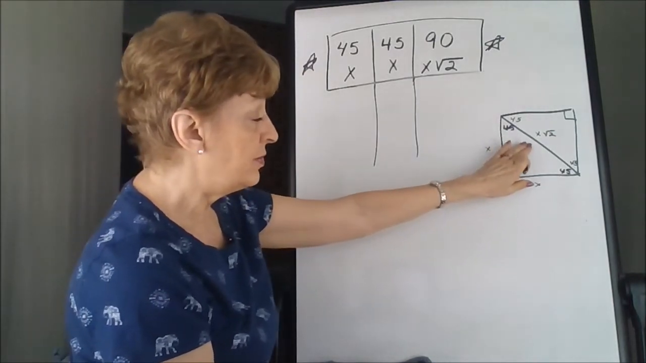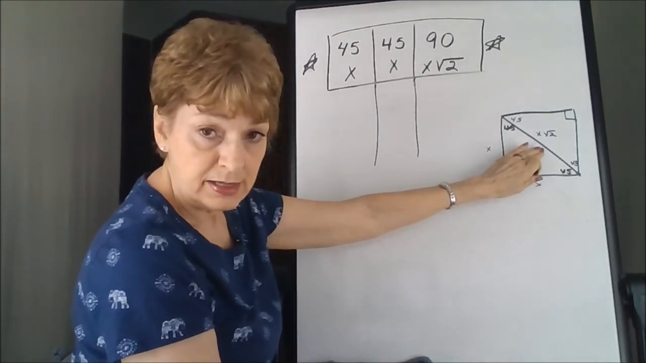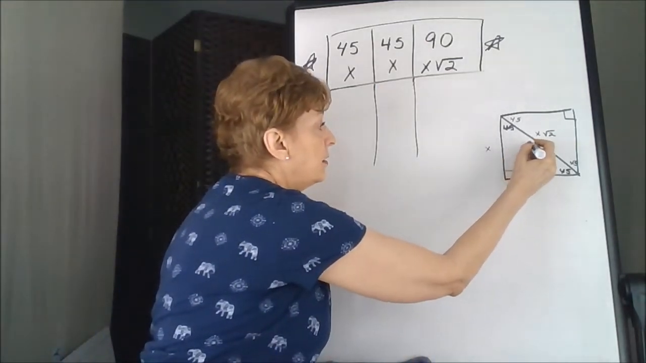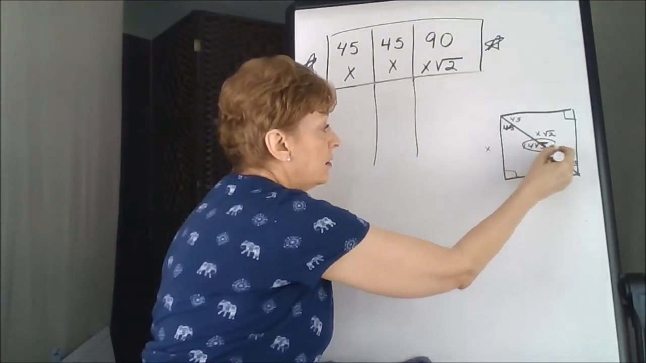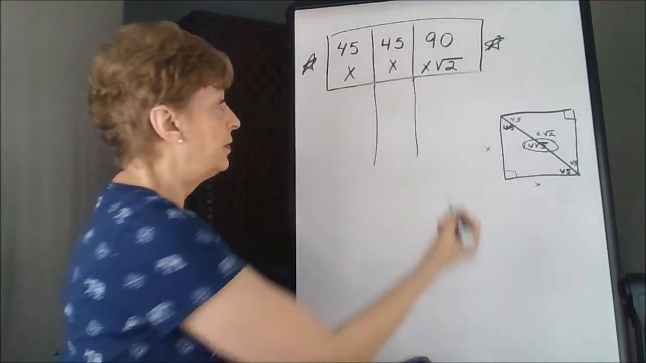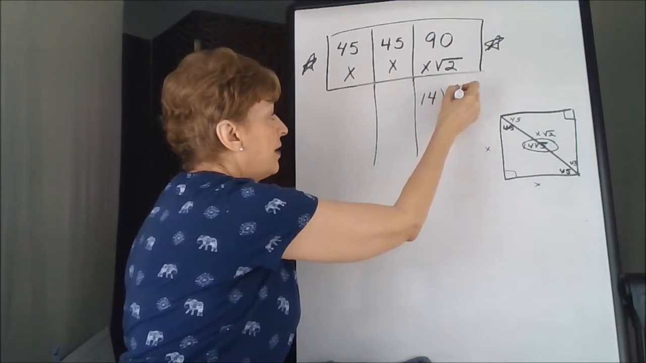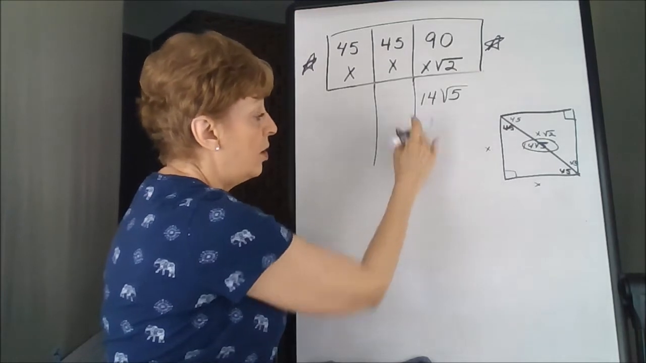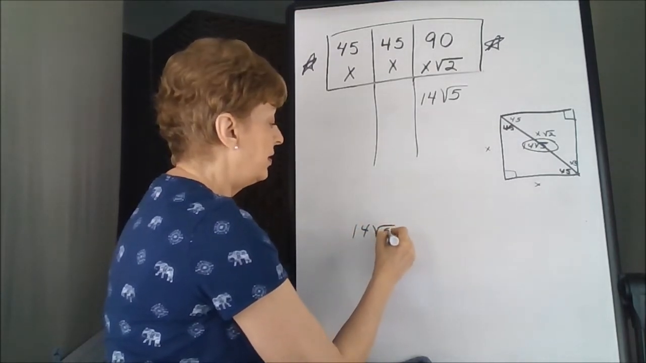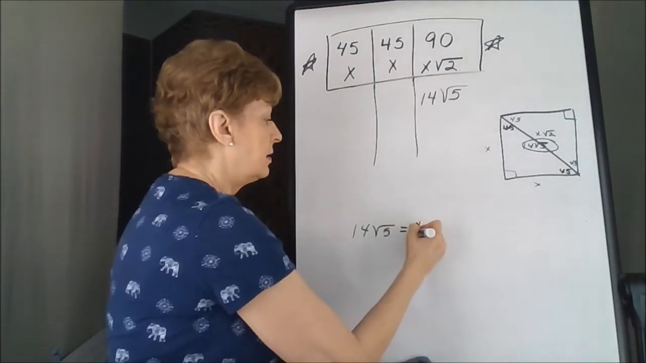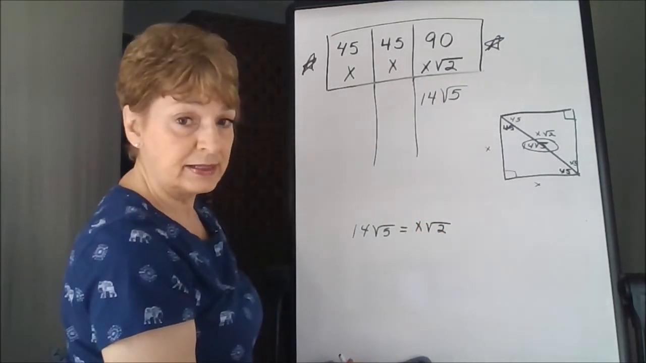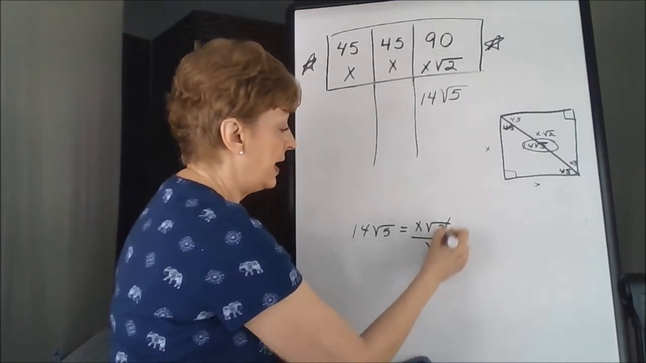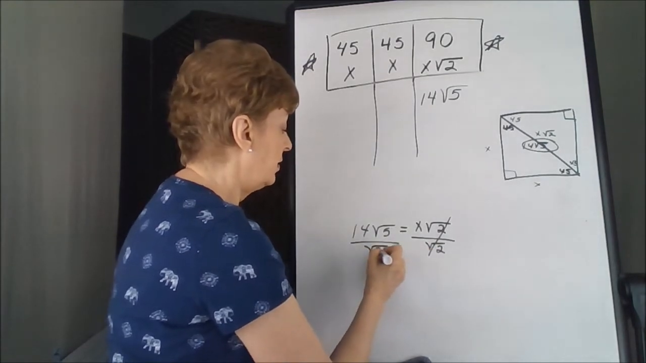And let's say that they've told us that the diagonal, or the hypotenuse in this case, would be 14 radical 5. So we know that number. Back to our chart. 14 radical 5. Okay, in this case, we're saying that 14 radical 5 is equal to x radical 2. And now we need to do the algebra solving for x. That cancels.